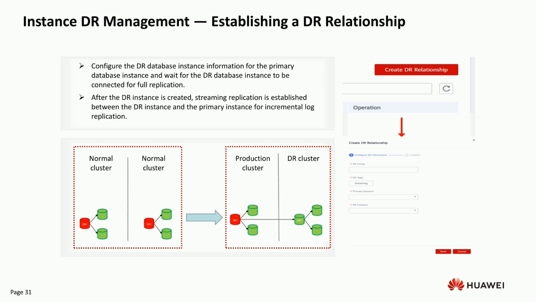After the DR instance is created, streaming replication is established between the DR instance and the primary instance for incremental log replication.